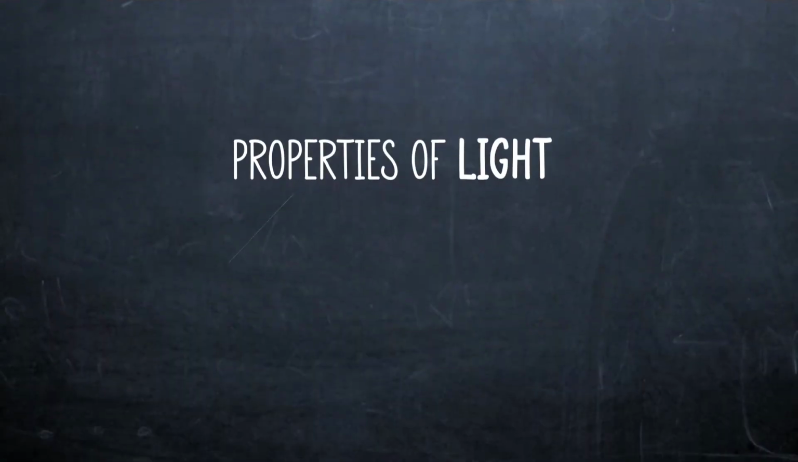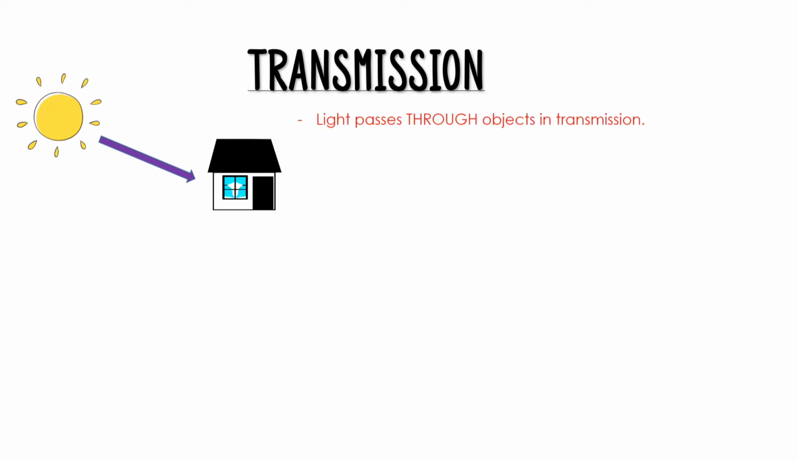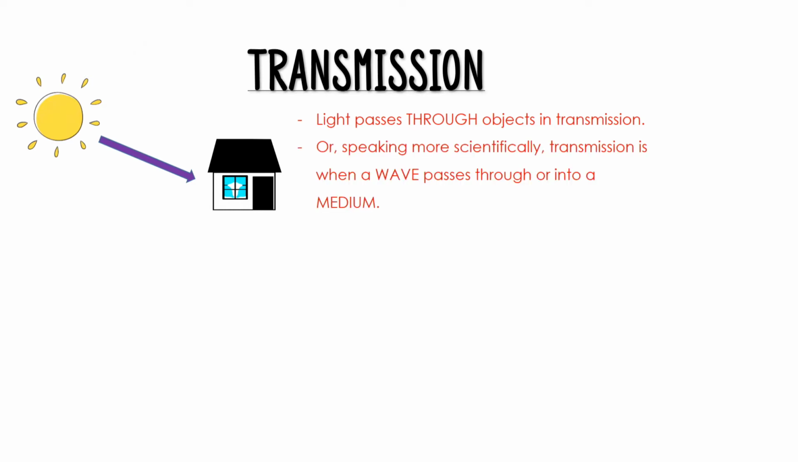Let's start off with the first property of light, transmission. So, back to the light and window picture. That was an example of transmission. Transmission is when light passes through an object, or, speaking more scientifically, transmission is when a wave, in this case light, passes through a medium of some sort.